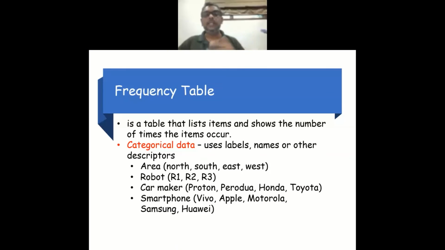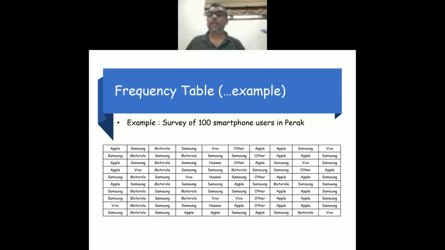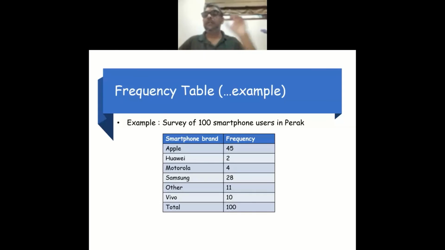This is frequency table. Okay, so frequency table macam ni lah. So this is an example of I'm doing a survey and I got 100 smartphone users. So these are their brand. Apple, Samsung, Motorola, Vivo, others. Inilah semua dia. And based on the frequency, because this is descriptive analysis, so I got their brand lah. Okay, this is their brand.